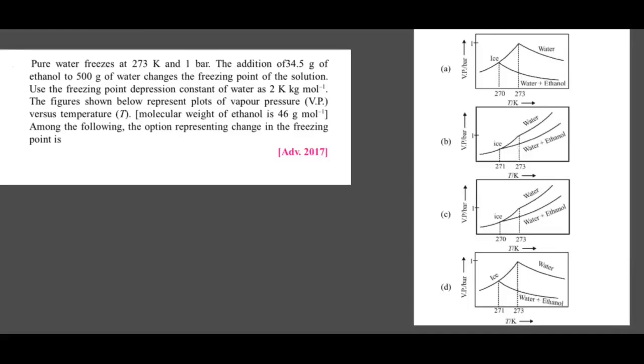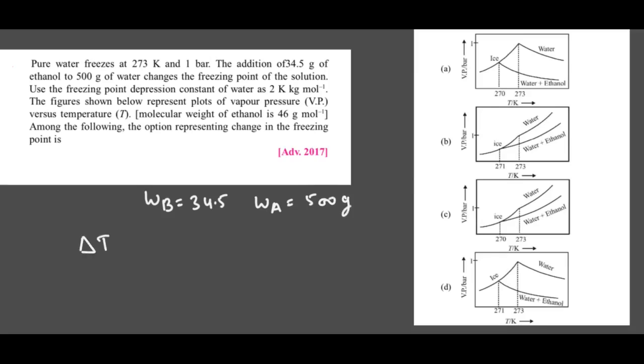Now this is another very interesting question. It says that pure water freezes at 273 Kelvin and 1 bar pressure. The addition of 34.5 gram of ethanol to 500 gram of water will change the freezing point of the solution. The freezing point depression constant is also given, and you have to choose the correct graph out of the 4 graphs given. So here WB is the mass of ethanol given, that is 34.5. It is a solute, and it is dissolved in the solvent water whose mass is 500 grams.